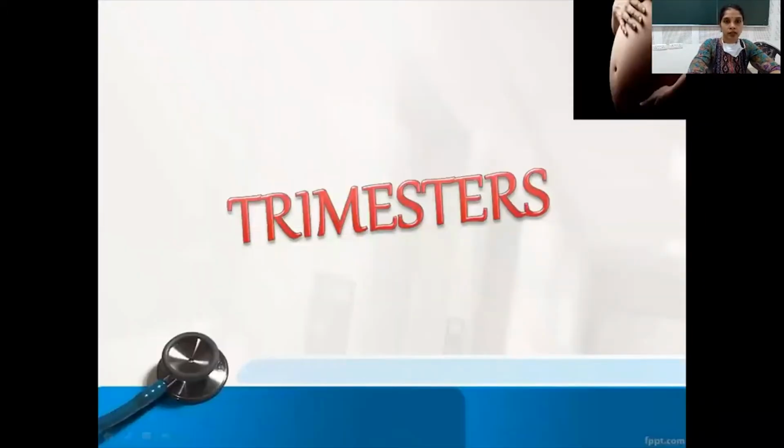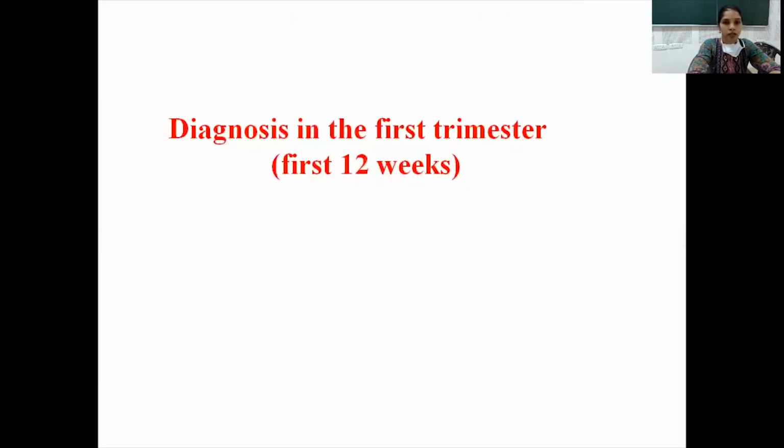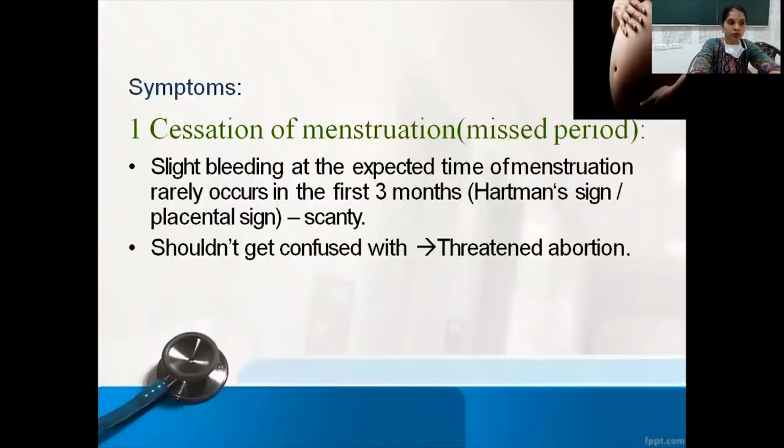Based on the gestational age, we divide the pregnancy into 3 trimesters. For the medication, for the follow-up, for the visits, for convenience, it is divided into 3 trimesters. The first trimester is the first 12 weeks. The second trimester is 13 to 28 weeks, and the third trimester is 29 to 40 weeks. And what are the things we do? What are the changes we diagnose in the first trimester? That is in the first 12 weeks.